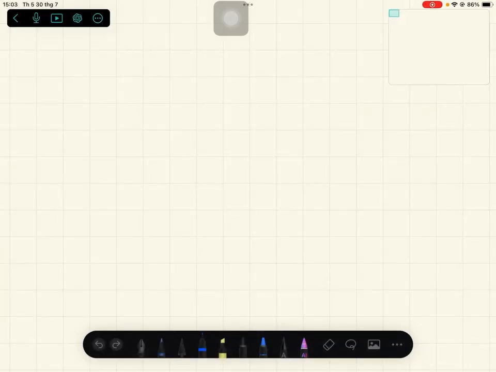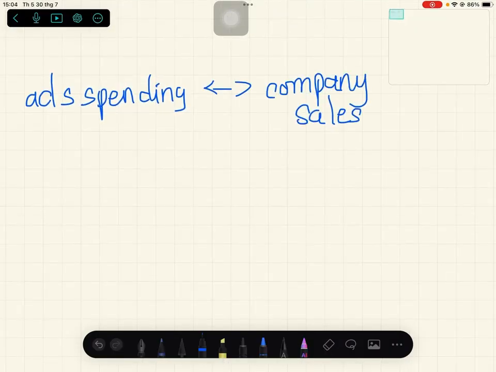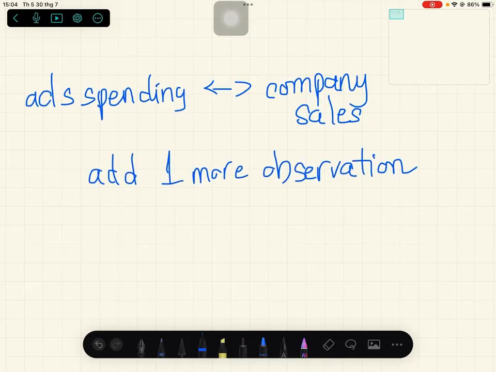Hi guys, imagine you are trying to analyze the relationship between advertising spending and company sales. You collect the data from 100 companies. Everything looks reasonable. Then you add just one more observation. Suddenly, the regression line rotates. The slope changes dramatically. Your forecast changes. Your investment conclusions change. How can a single data point have that much power?